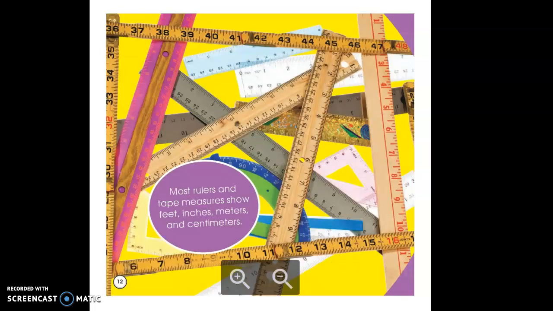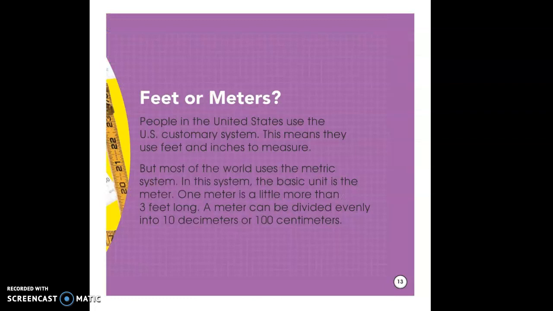Most rulers and tape measures show feet, inches, meters, and centimeters. Feet or meters? People in the United States use the US customary system. This means they use feet and inches to measure, but most of the world uses the metric system. In this system, the basic unit is the meter. 1 meter is a little more than 3 feet long. A meter can be divided evenly into 10 decimeters or 100 centimeters.